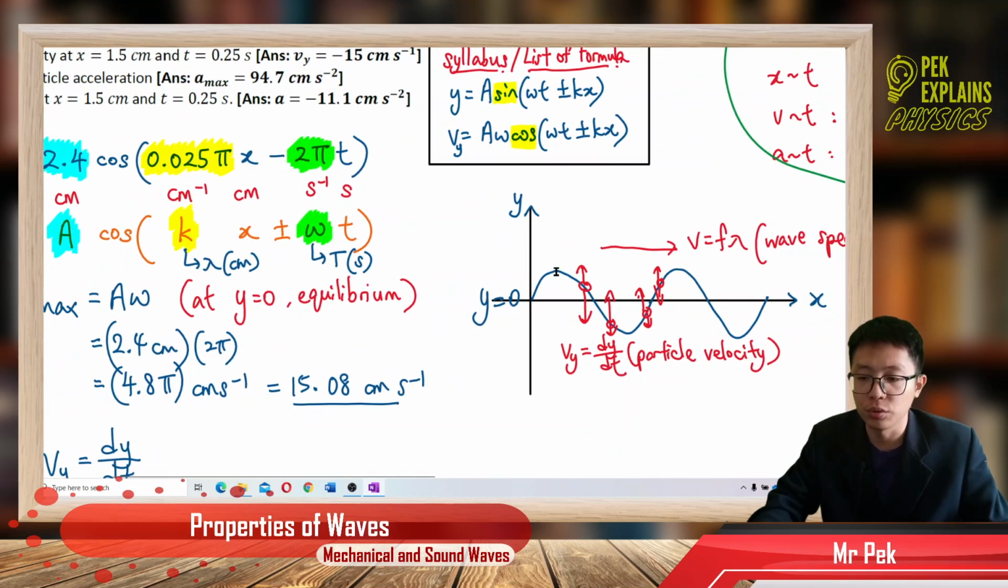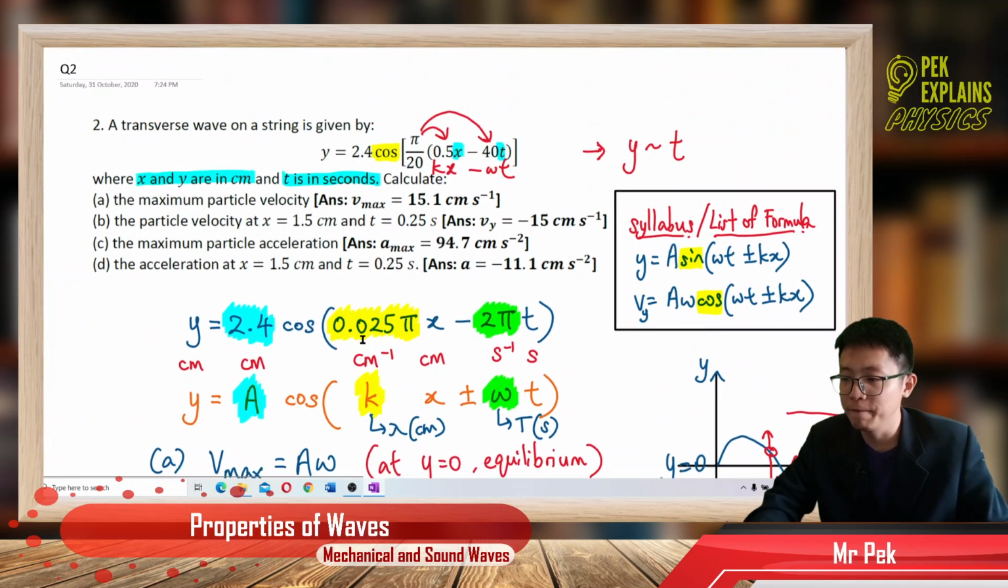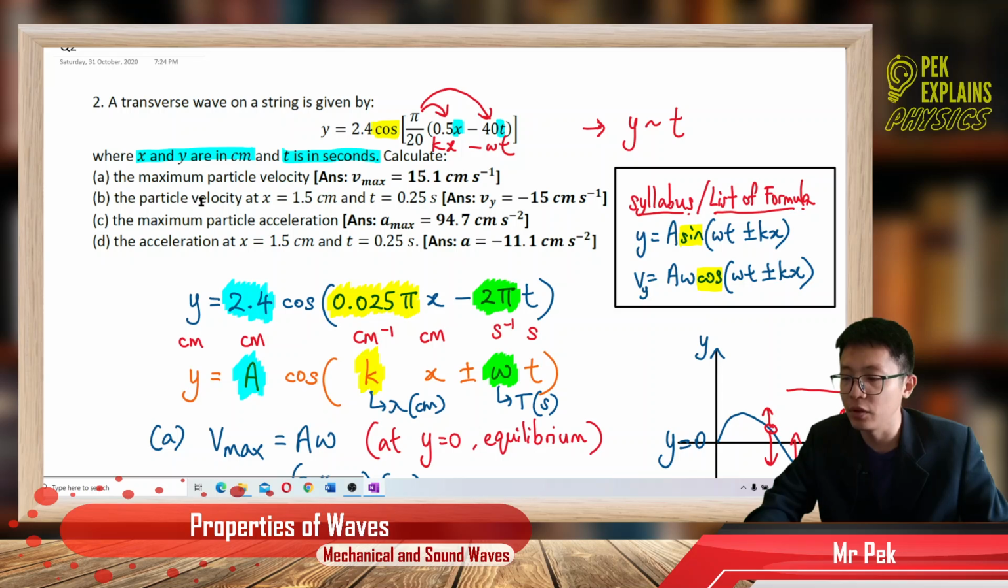When the particle goes to the amplitude, velocity becomes 0. All right, very clear, my explanation. Now, what's the particle velocity at this particle? This will give the position or distance 1.5 cm, and at this time. So what is the velocity for this particle at this time?